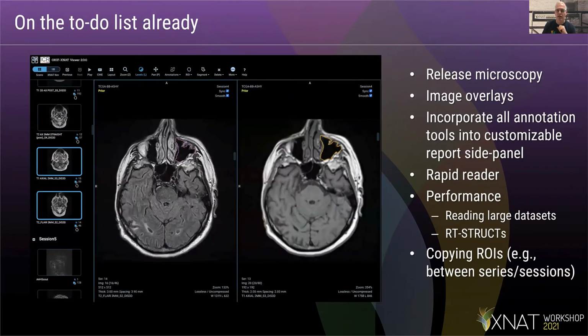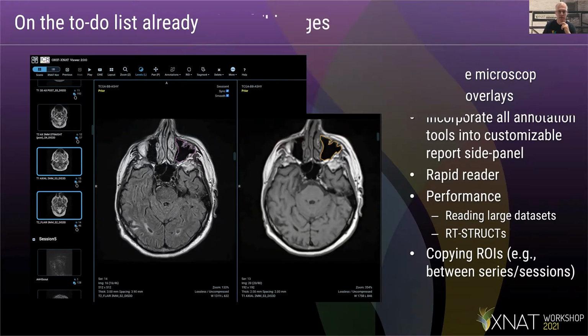The last thing there is we're very interested in the whole business of copying ROIs between series and between sessions. On the right-hand side is the original region of interest, and how well can we copy that region of interest into different scans, different sessions that have completely different resolution and may not be co-registered? What can we do in this area?